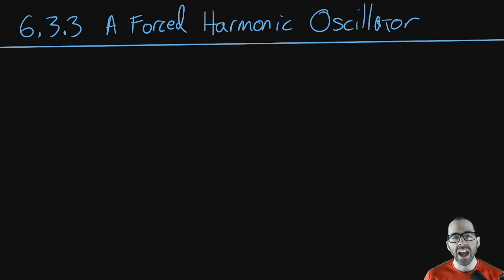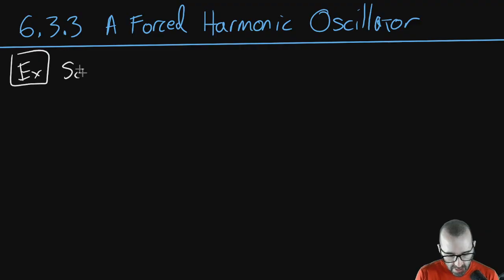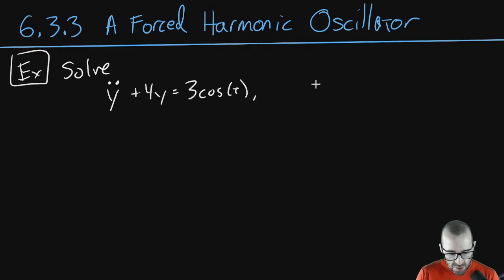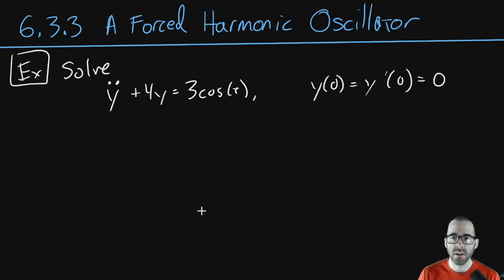Okay, I mentioned we have all the tools to solve interesting forced harmonic oscillators, but we don't have the muscles yet. So we're going to build those muscles here with a little warm-up. Specifically, I'm going to give you a problem that you already know how to solve, that we've really beaten to death a little bit. Solve this forced harmonic oscillator, y double dot plus 4y equals 3 cosine of t, with the initial conditions that the initial position and the initial velocity are both 0.